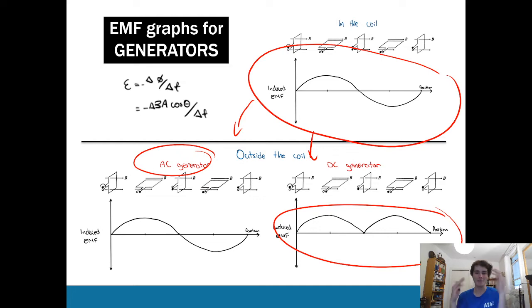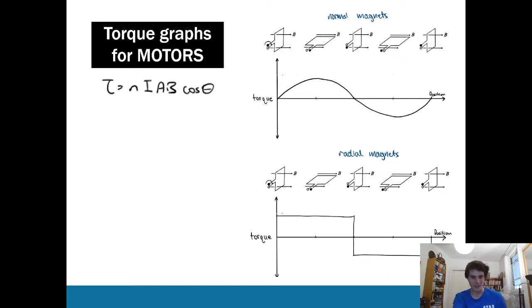Basically, those split ring commutators are switching the side of the external circuit that the coil is attached to. And so as a result, it's switching the direction of the current every half turn. One last thing for motors and generators is looking at our torque.